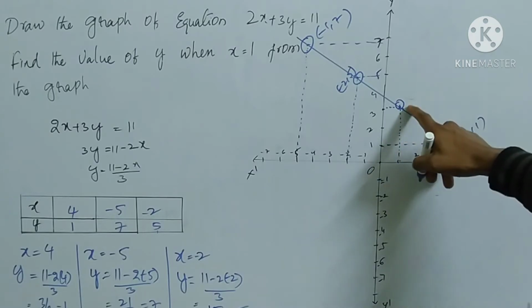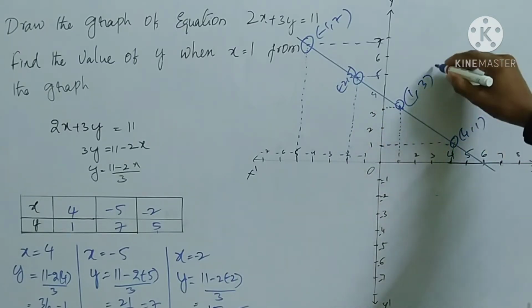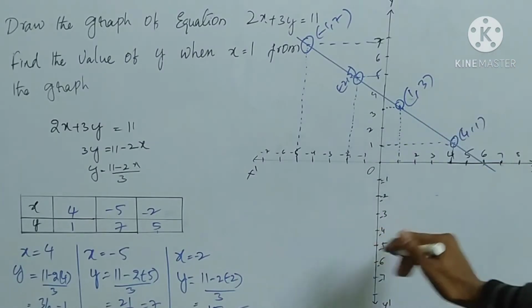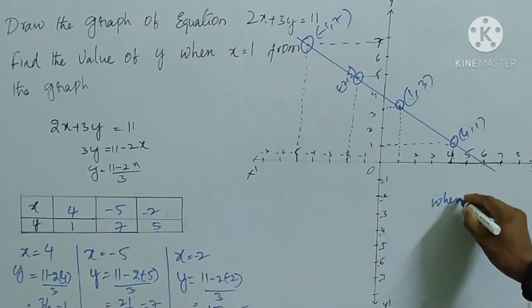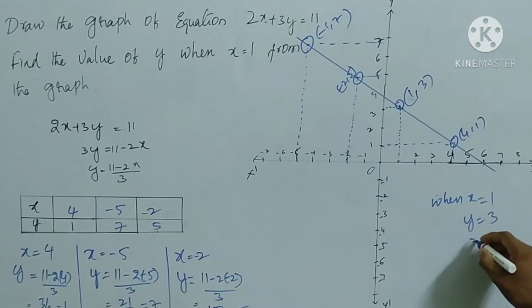When x is equal to 1, what is the y value? 3. 1 comma 3. So our final solution is when x is equal to 1, y is equal to 3.